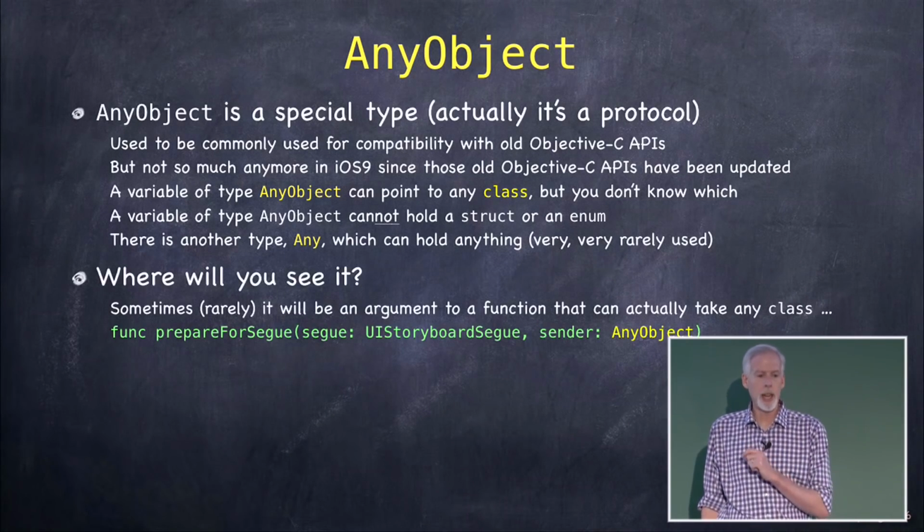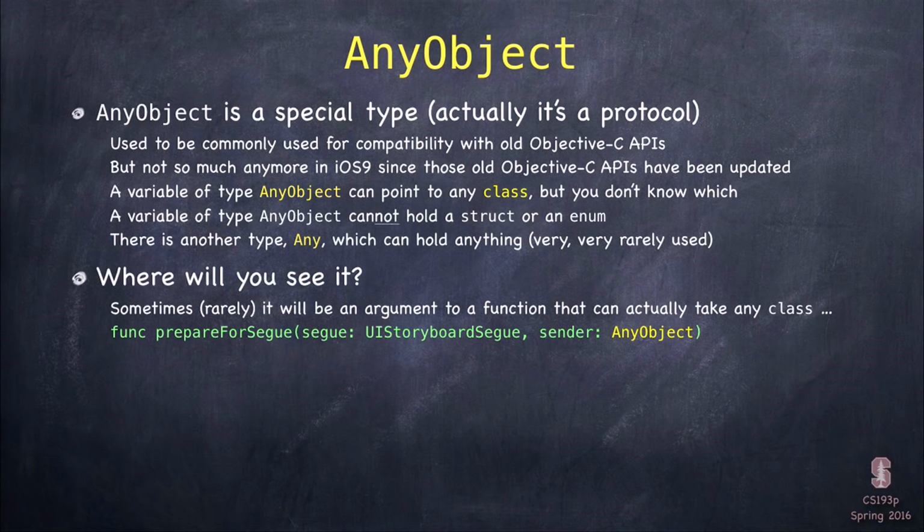So where will you see AnyObject? You'll sometimes see it in a method where one of the arguments truly can be more than one different kind of class. For example, you'll see on Wednesday prepareForSegue, which is a thing that prepares for transitions from one MVC to another. We're going to have multiple MVCs someday. We're going to want to transition from one to the other. prepareForSegue prepares for that transition.